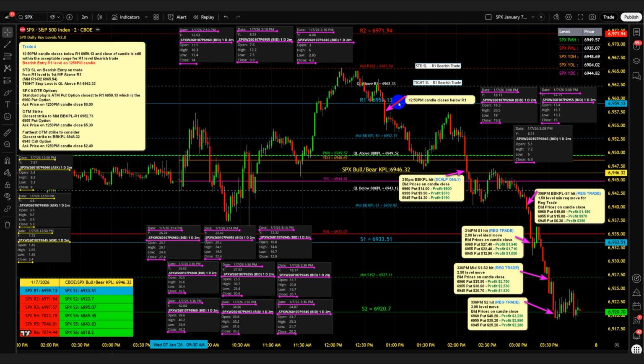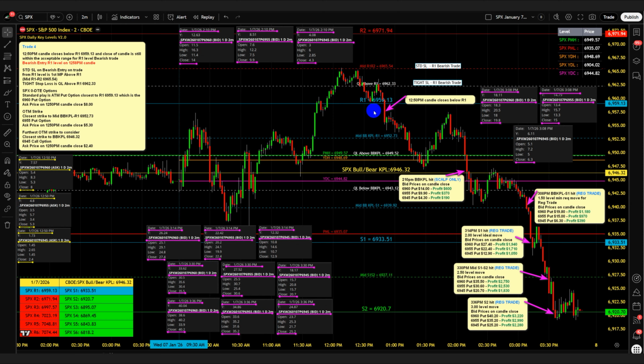The standard stop loss, again, is going to be your first midpoint above the level that you're taking the bearish trade from. This is the level we're taking the bearish trade from. First midpoint level above. Standard stop loss is this level here. Again, we're taking the entry on the close of the candle.